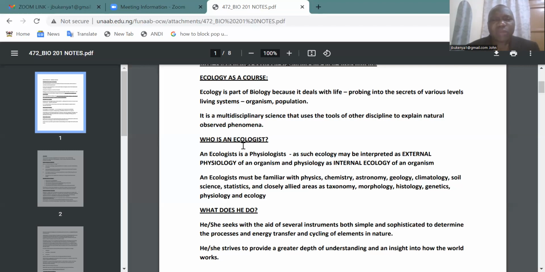Ecologists should also be equipped with knowledge from physiology, which deals with the functioning of systems of the body, systems in the plant body or systems in an animal body. In other words, we can have physiological ecology.